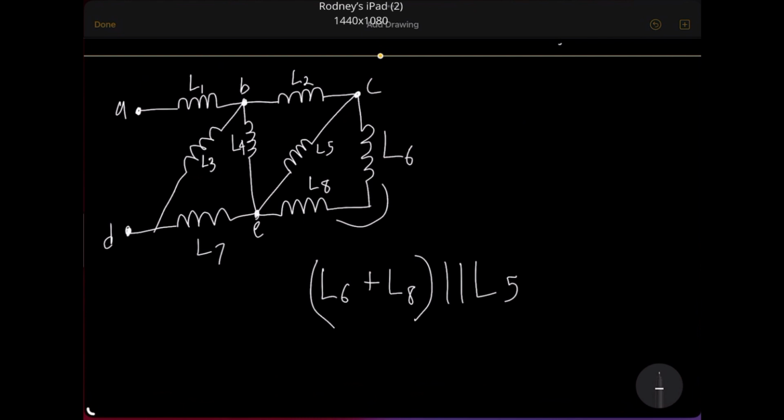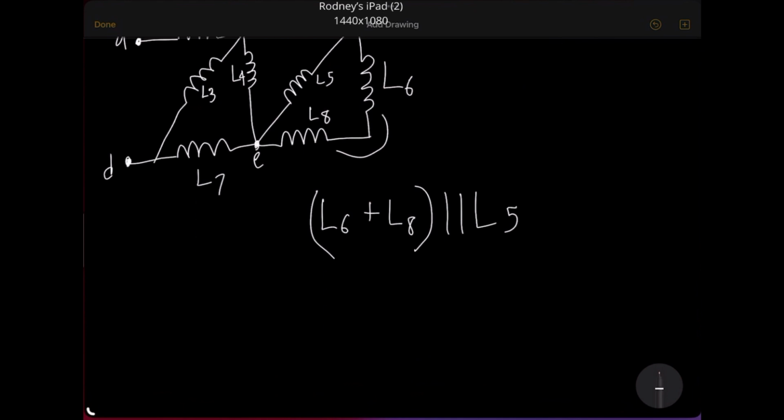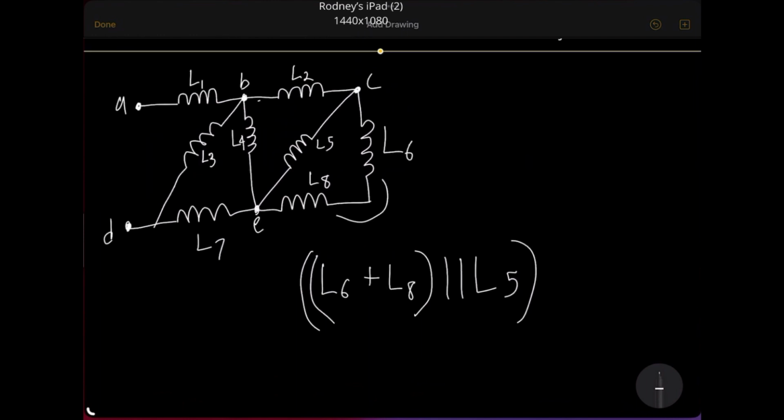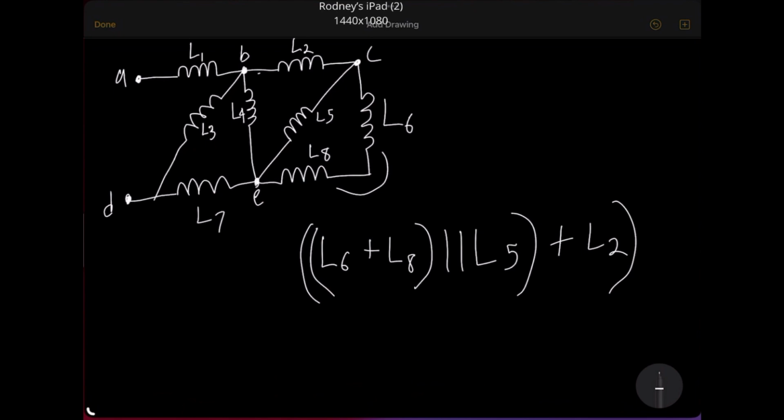Now if we travel the path from B to E this way, we'll have those in series. So this whole function plus L2. And then that's going to be in parallel with L4.